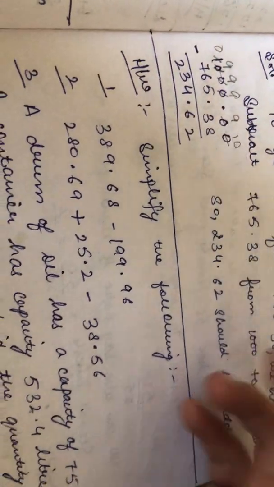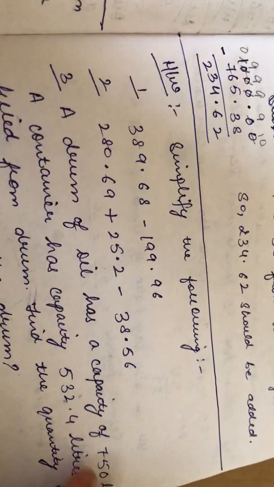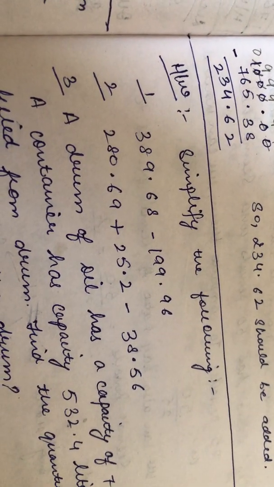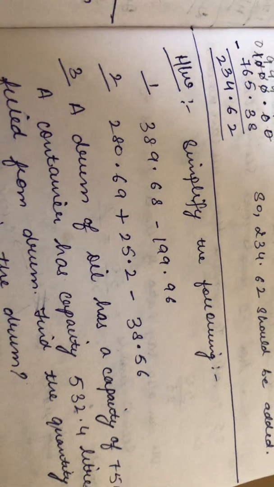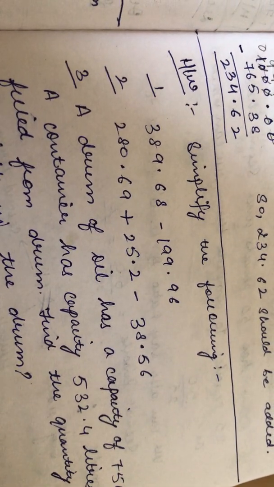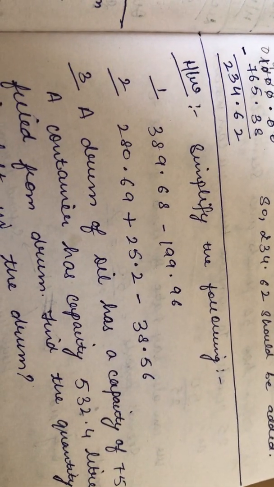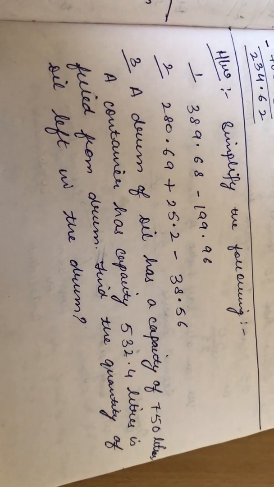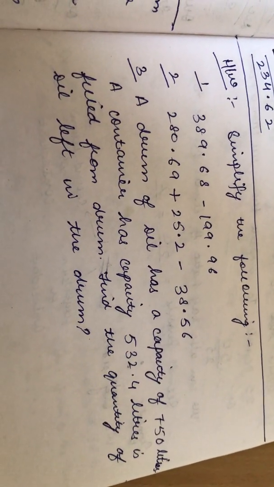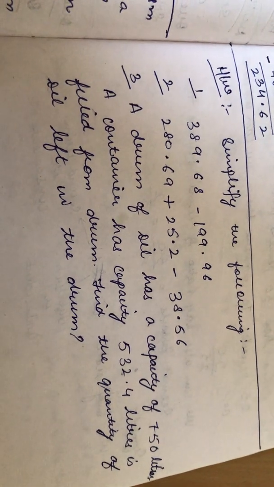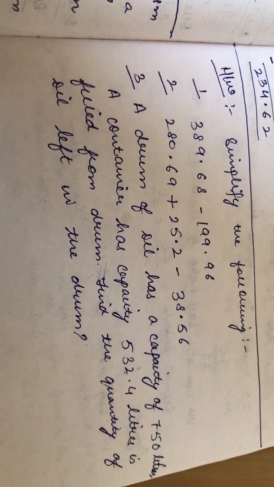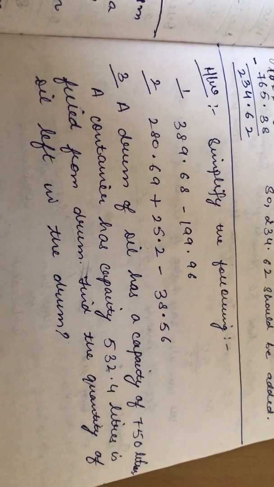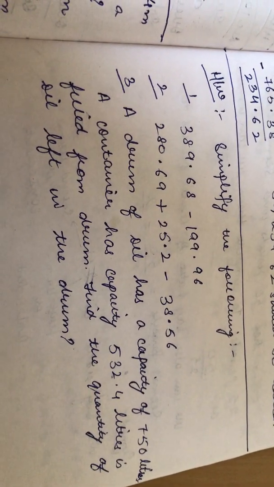Your homework for today is simplify the following. First question is 389.68 minus 199.96. Second is 280.69 plus 25.2 minus 38.56. And third question is, a drum of oil has a capacity of 750 liters. A container has capacity 532.4 liters and it is filled from this drum. Find the quantity of oil left in the drum.